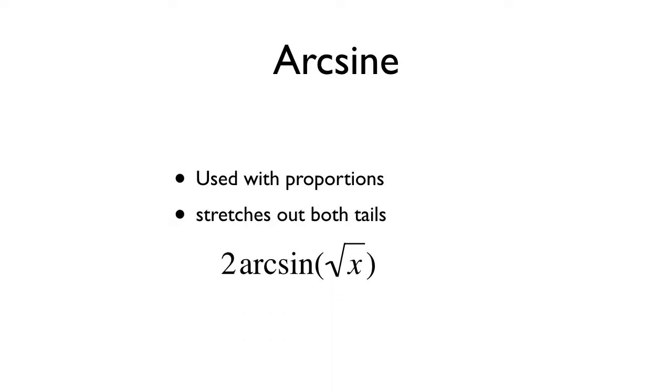You take the square root of the value, and then you take the arcsine of the square root, and you multiply that times 2. And why? It's because I said so. Okay. I mean, look, the trigonometry behind this isn't going to help anybody. But when people say they do an arcsine transformation, that's what they do.